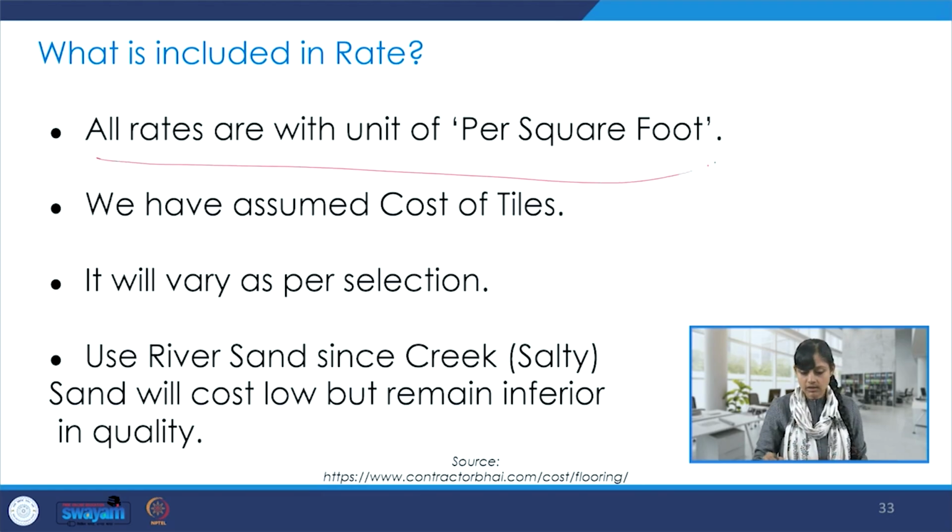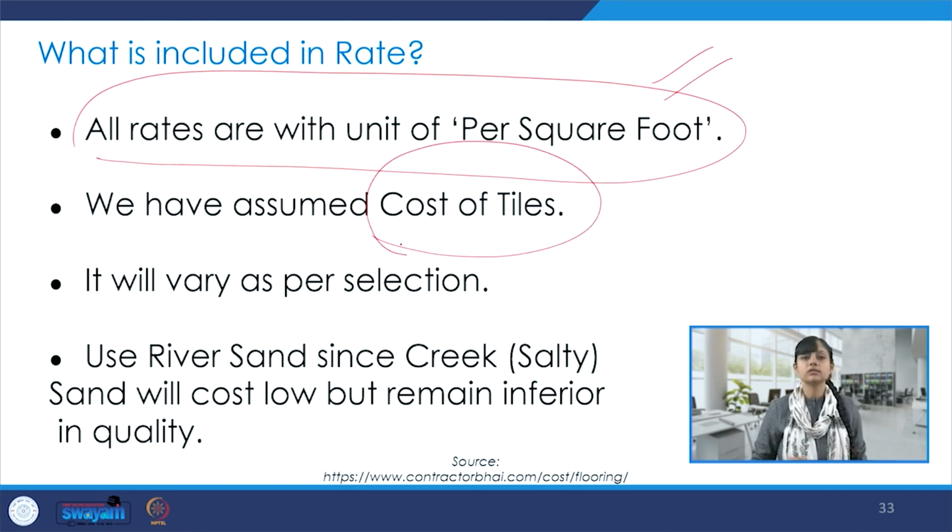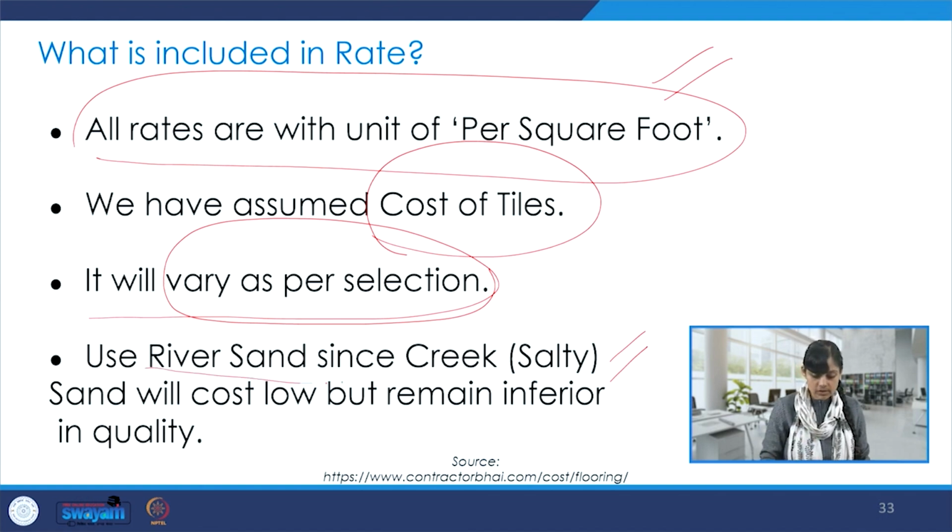So, all rates are with the unit of per square feet. That's important to understand. Also, the cost of tiles is assumed here when this kind of description and discussion is being shown. And it will vary as per selection of the tiles. Of course, there is a lot of bearing on the selection of the material, the type of the tile, and the design. And there is this one thumb rule which is important. Use river sand, since creek sand, that is the salty sand, will cost less, but it will remain inferior in quality. So even if it costs higher, this is what is suggested professionally.